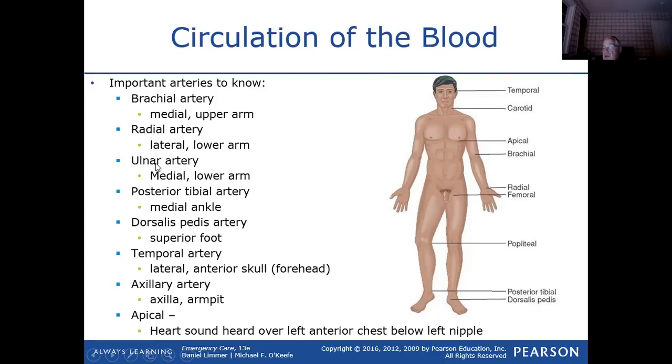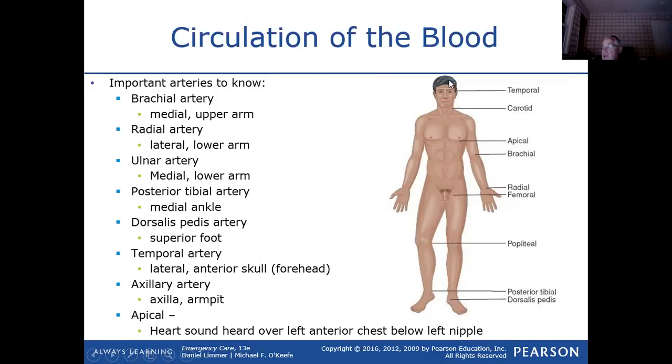Not that we really talk about it too much in EMT class, but on the opposite side of your radial, on your pinky side, on the medial side of your lower arm, is your ulnar artery. It's just a little harder to find because it's not as strong. Your posterior tibial is on the inside of your ankle on your lower foot. I'll show you a better picture. And your dorsalis pedis is on the arch or top of your foot. And obviously you have one on each side.